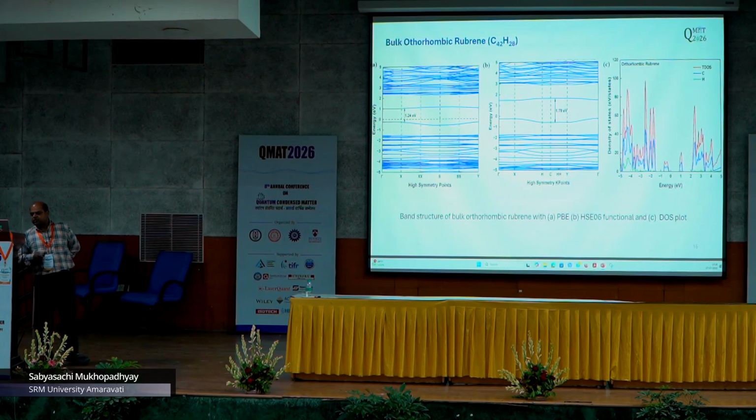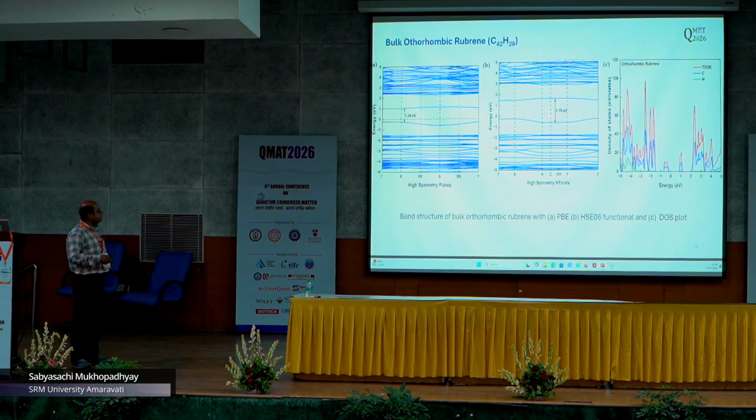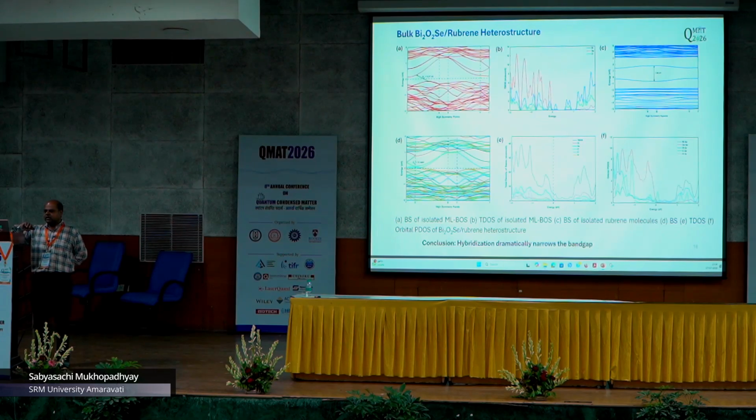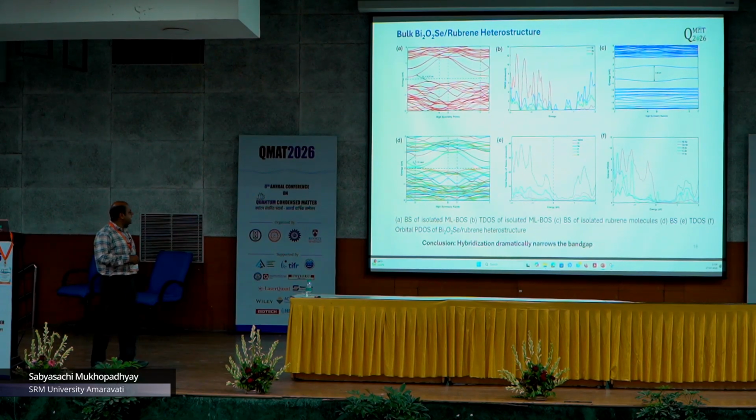And then after this, we go for the bulk measurements of the rubrene. We also find out the PBE, and then what is the band gap between it with the two different functionals, and then finally we plot the DOS. So after plotting this one, we studied the optimized functional, and after optimizing the functional, we studied the heterostructure.